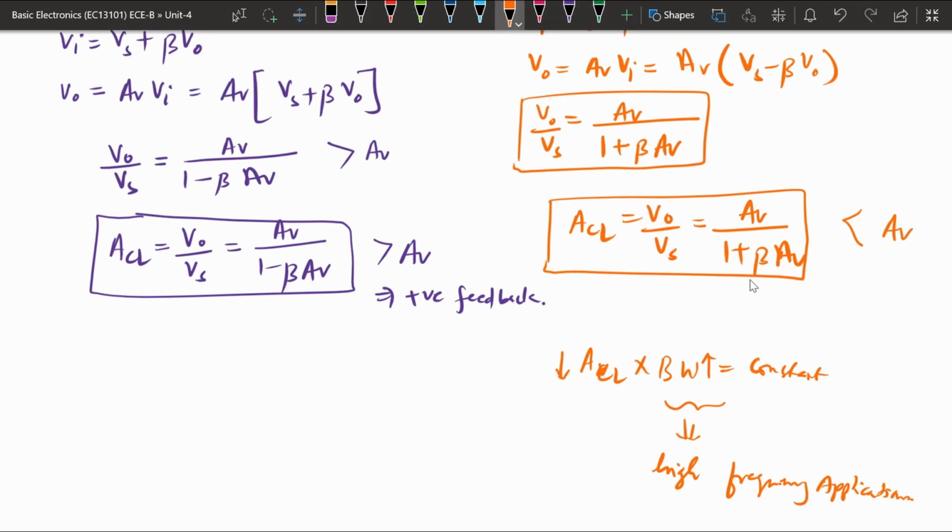But the use of positive feedback is, because we are able to increase the gain, that means we can use this positive feedback in case of oscillator design. Positive feedback is used in case of oscillator design, and negative feedback will be used for high frequency applications in case of amplifier. So amplifier design for high frequency applications.